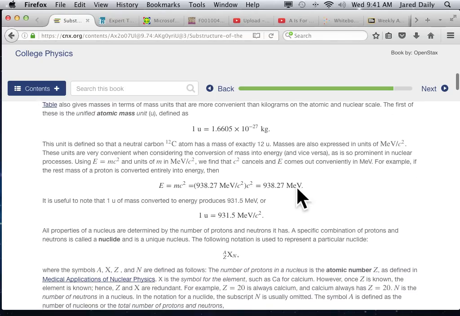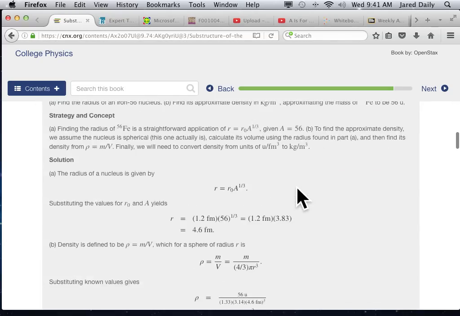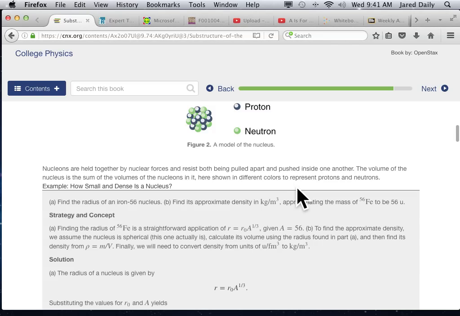Forgot to do that yesterday. So protons, electrons, neutrons, we've already talked about that. Here, they're actually going to calculate how small and dense a nucleus is.